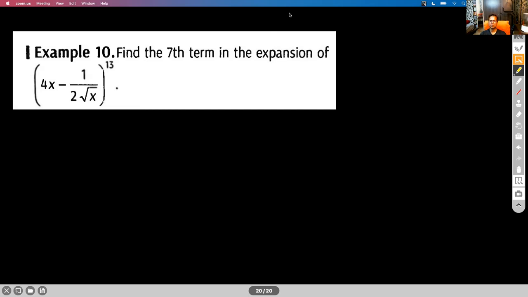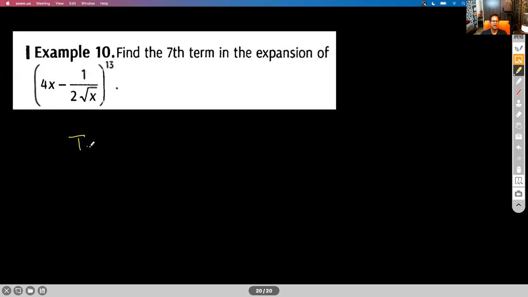Just say done on the chat box if you're done. No need to give me a response. I don't want anybody to sit and type that out. Done. Very good. Okay, so this is just based on your understanding of the general formula.